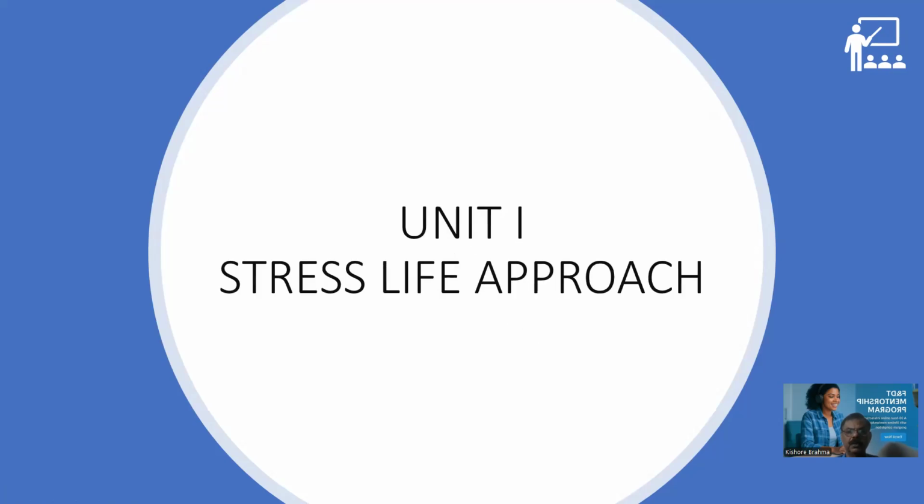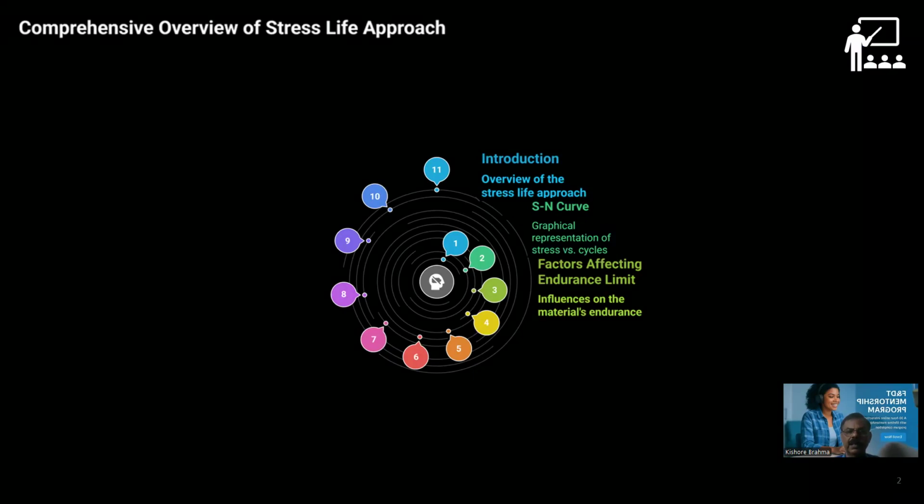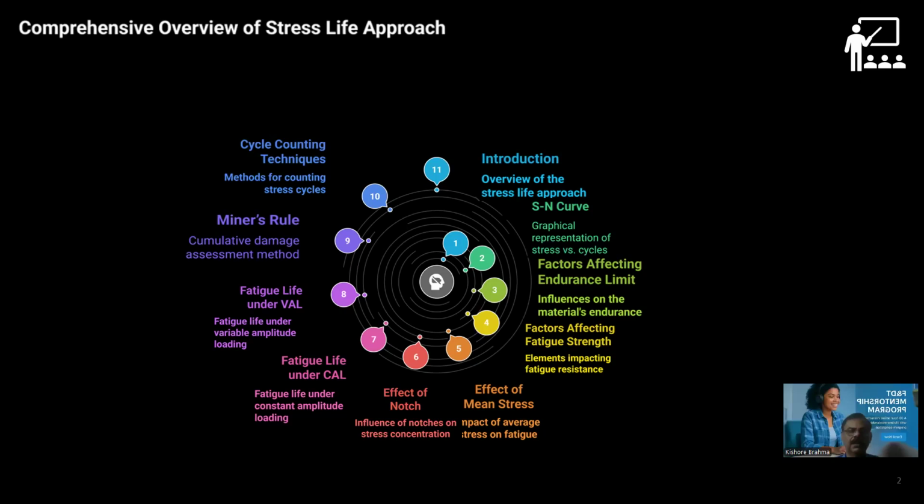Today we'll see the introduction of the stress life approach. It has 11 units, starting with introduction, S-N curve, factors affecting endurance limit, factors affecting fatigue strength, effects of mean stress, effect of notch, fatigue life under constant amplitude loading, fatigue life under variable amplitude loading, Miner's rule, cycle counting techniques, and finally, the methodology for total fatigue life.